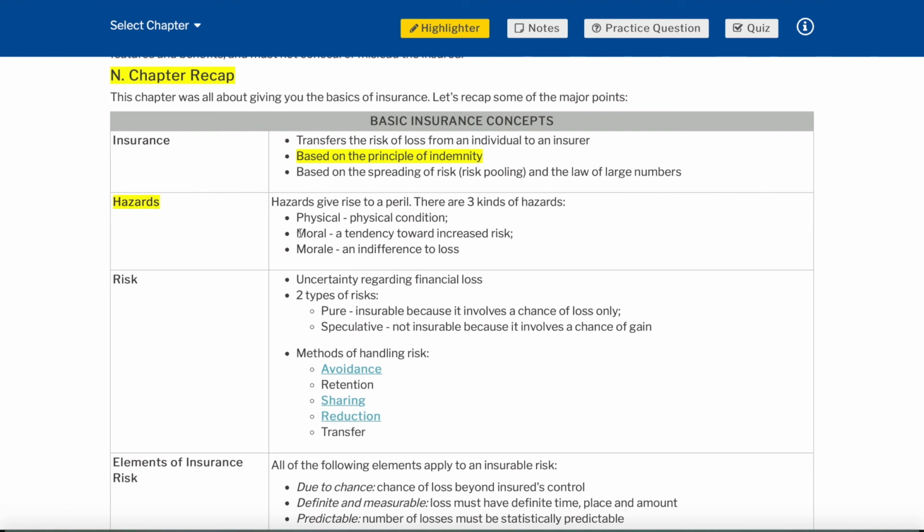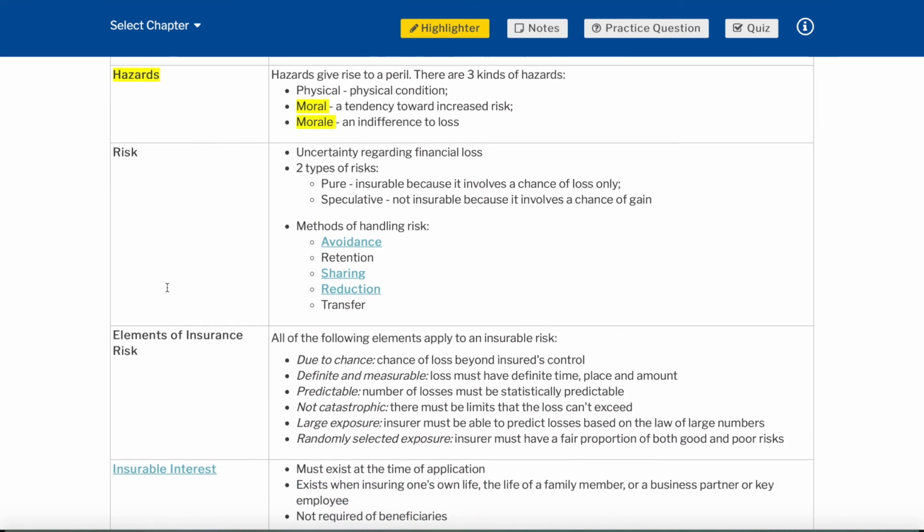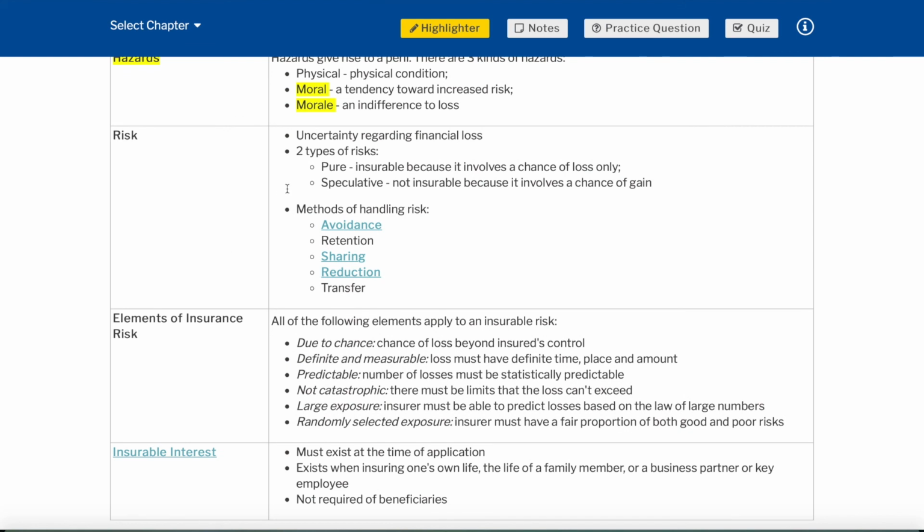Hazards. Hazards give rise to peril. There are three kinds of hazards. Physical condition. Moral, a tendency toward increased risk. Morale, an indifference to loss risk. Uncertainty regarding financial loss. Two types of risks. Pure, insurable because it involves a chance of loss only. Speculative, not insurable because it involves a chance of gain. Methods of handling risk. Avoidance, retention, sharing, reduction, transfer.